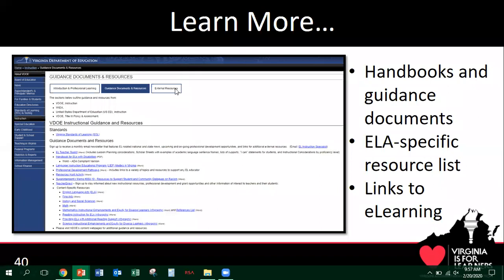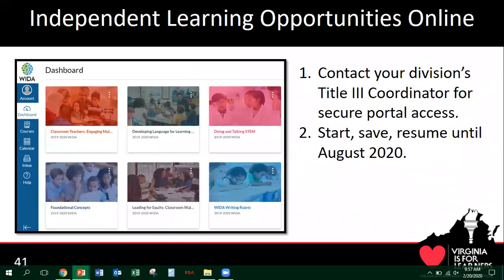And then on the next tab, just external resources. These are organized by topic and by content. So you can find a number of English language arts specific resources, links, articles, etc. there. There are different ones with access to books in multiple languages, to resources that help to level readings or provide leveled readings. So please use that as a resource and to continue your learning.